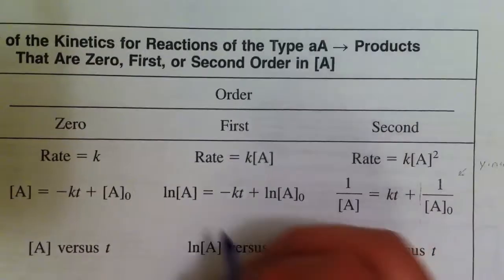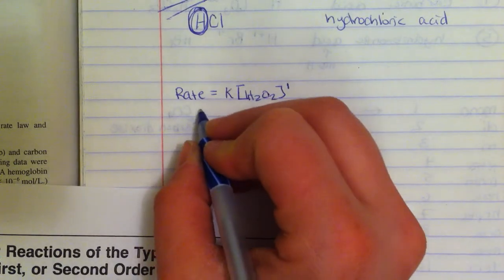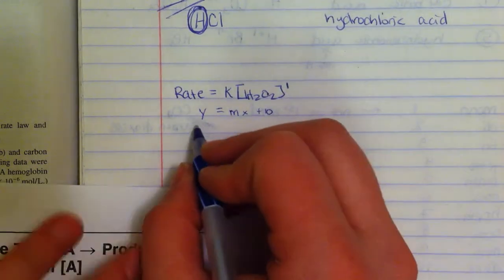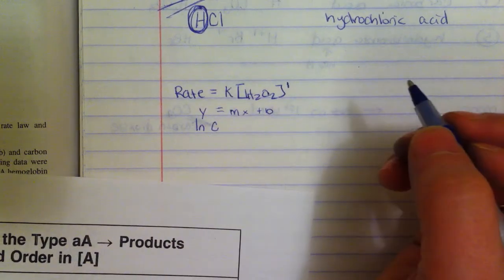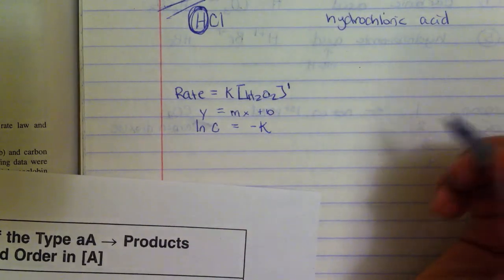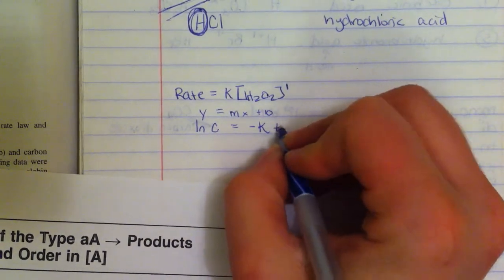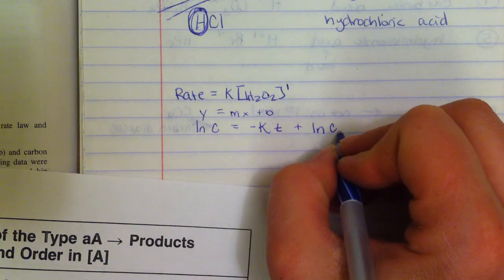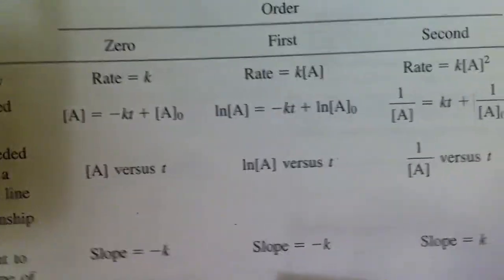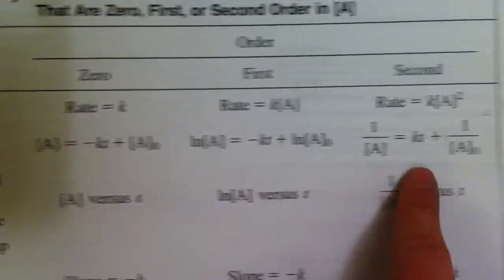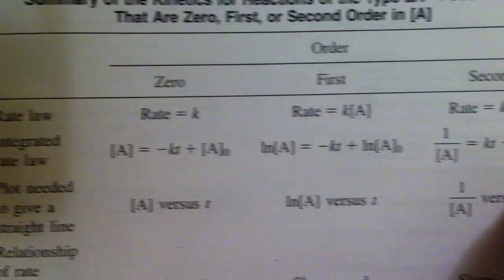But we know the integrated rate law will be in the form of y equals mx plus b. And because it was first order, our y here was the ln of concentration. And the m is always the negative k, like the negative rate constant. X is time, plus b is the ln of the initial concentration. I'm using a C here for concentration and a little 0. So this chart is actually really helpful because it tells us these are the general forms of that integrated rate law equation. Okay?